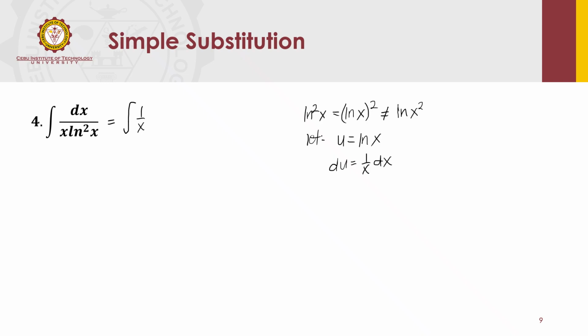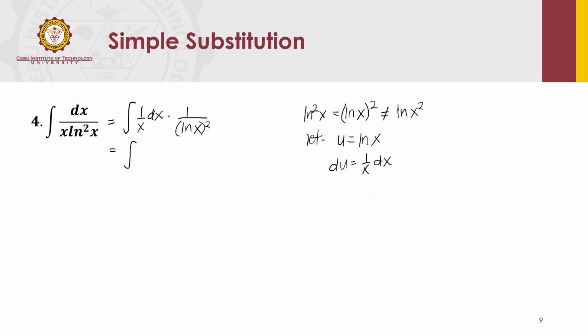So it's clear, no? 1 over x times dx is your du. And then what remains would be ln of x, times 1 over ln of x quantity squared, which can be written as, so that 1 over x dx is your du.